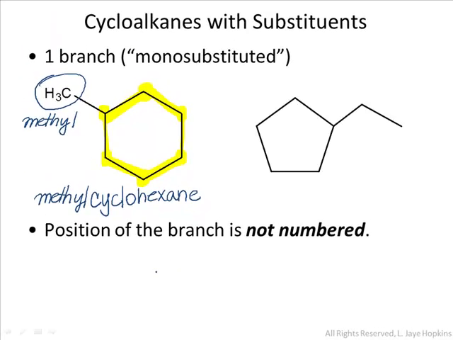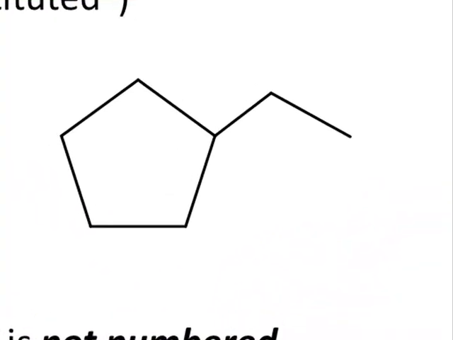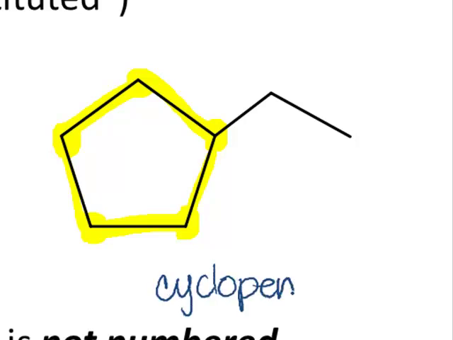Let's try another one. Name this compound. Pause the video if you need a minute. To name this compound, first I identify how many carbon atoms I have in my ring structure. Here's 1, 2, 3, 4, and 5. Because there's 5 carbons in the backbone, or the cyclic part of my structure, I know the base part of my name is going to be cyclopentane.